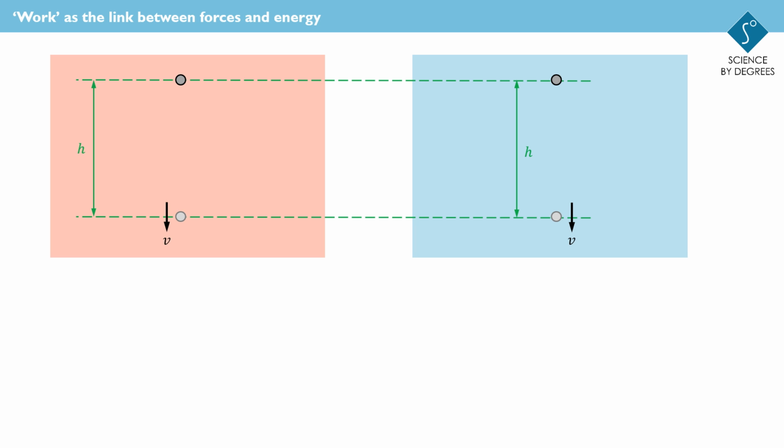One reason is to show that there is often more than one way to treat a problem in science, and the second is that it will help us see how work done provides a link between a forces approach and an energy approach. So firstly, the forces approach. Remember, we're trying to find v after falling a distance h.